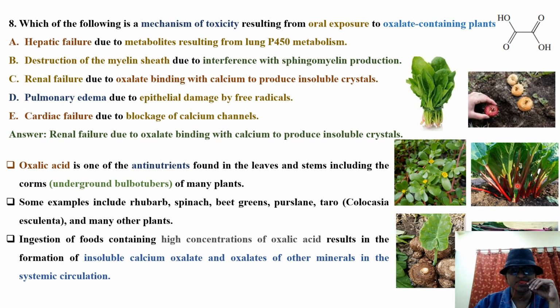in their plant nutrients. Ingestion of food containing a high concentration of oxalic acid results in the formation of insoluble calcium oxalate and oxalates of other minerals in the systemic circulation. So what do we mean to say? Whenever you consume these plants which contain a high concentration of oxalic acid, they will form insoluble calcium oxalate or oxalates of other minerals in your blood.